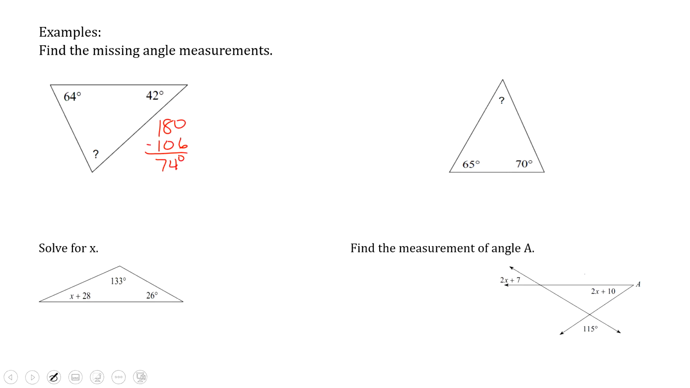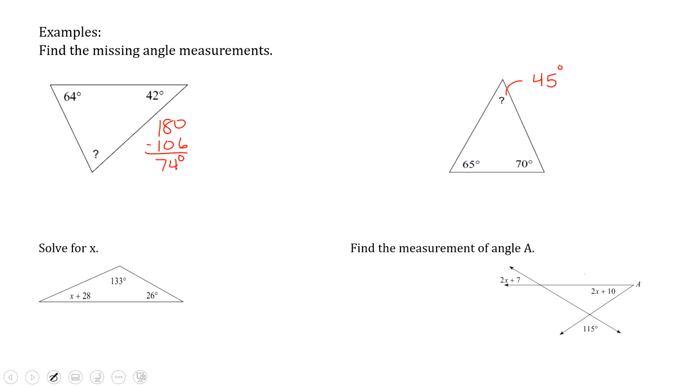Pretty straightforward. Again, the second one: 65 and 70 is 135. That makes this angle 45 when I subtract 135 from 180. Those are the easy ones.